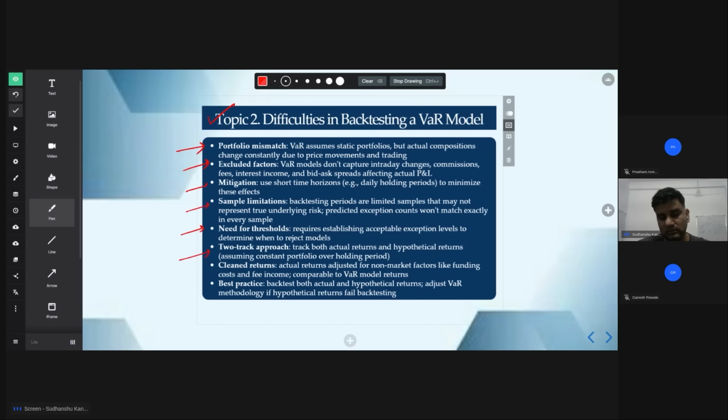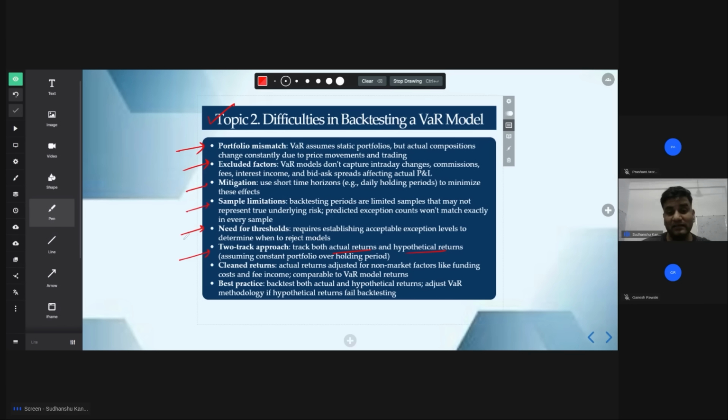Two-track approach means to deal with your portfolio mismatches, banks use two types of return. What are the two types of return? One is your actual returns, one is your hypothetical returns, right? What are your actual returns? Actual returns are returns which include all your market and trading effects. That is actual return. Now, what are hypothetical returns? Hypothetical returns mean assuming no trading and the portfolio held constant, right?